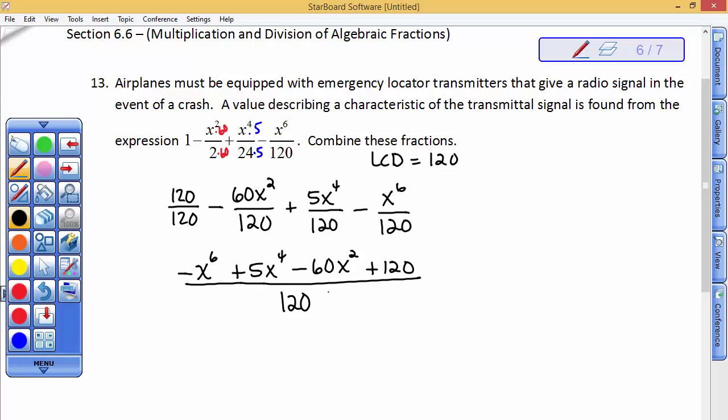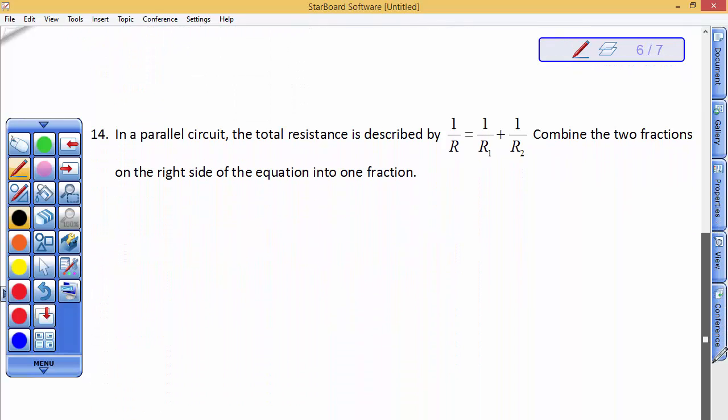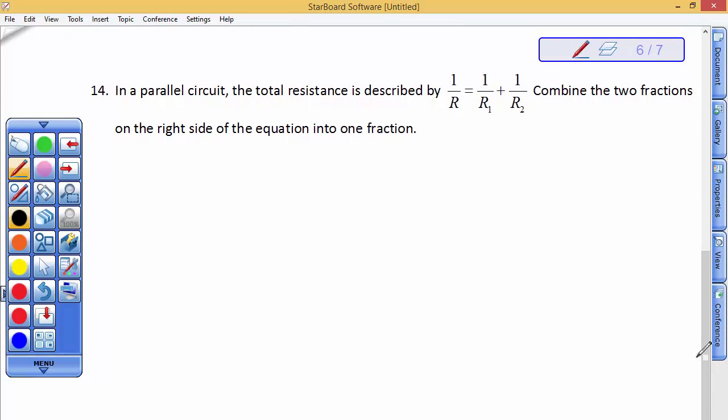That's a little bit easier maybe to work with than the original expression. It's very true in this one. In a parallel circuit, the total resistance is described by this, and this R right here stands for the total resistance. This is a picture of that situation, that these two resistors are parallel to one another as opposed to in series. And so we might call this R sub 1 and R sub 2. And the total resistance coming across those two is defined by R sub t.